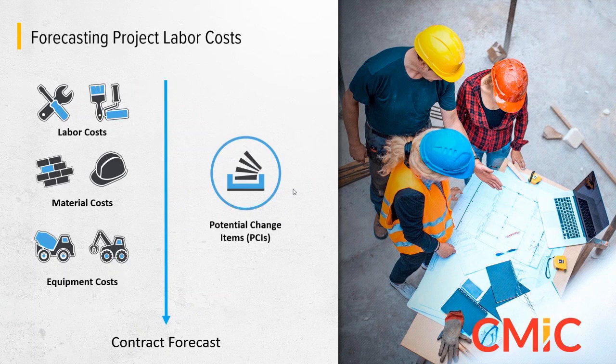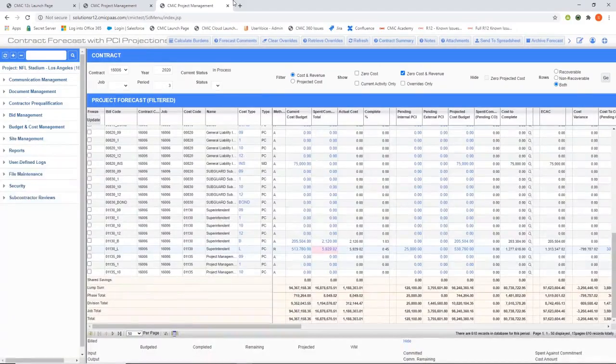And then you also have your potential change items being sent to the contract forecasting program so that I get a complete picture as to what my risk is on the project and what my current cost is to date. So I'll go ahead and just switch over to a live demo really quickly.